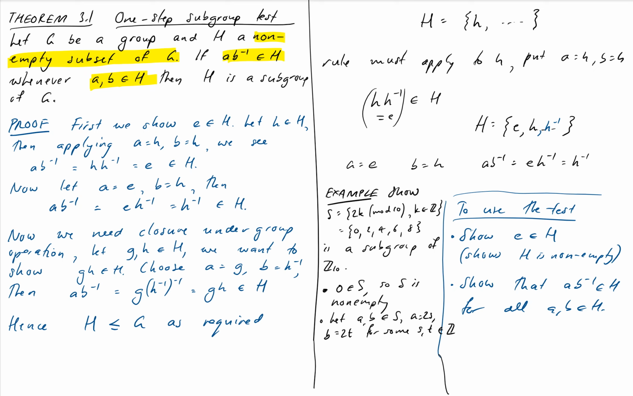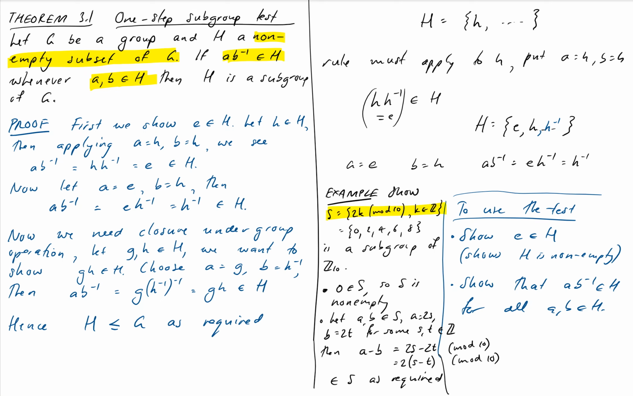Then A B inverse, again, we're in additive notation now, so A B inverse is A minus B, which is equal to 2s minus 2t, which is equal to 2 times (s minus t), mod 10, and that fits into our definition of S, which is a member of S as required. Okay, we've shown that A minus B is an even number, mod 10, and that's the definition of the set just here, and so we have shown that it's a subgroup.